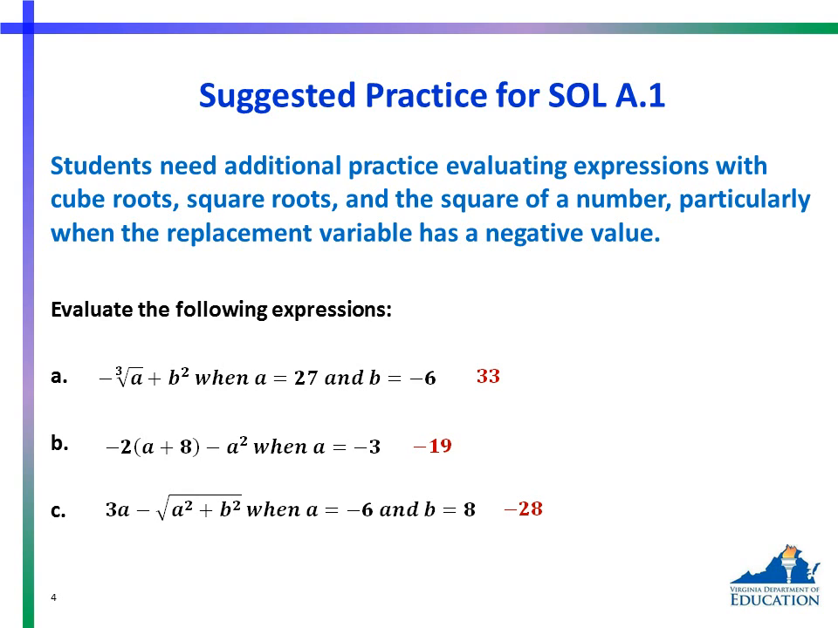For example A, a common student error is to add negative 36 rather than 36. Similarly, a common error for example B is to subtract negative 9 rather than 9. For example C, a common error would be to calculate the value under the radicand as negative 36 plus 64 rather than 36 plus 64. It is important that students recognize the difference between squaring a negative number and squaring a number and taking its opposite.